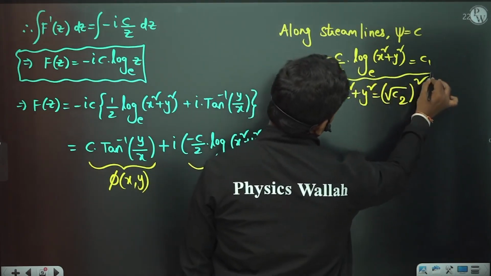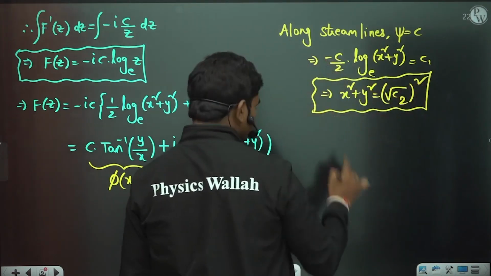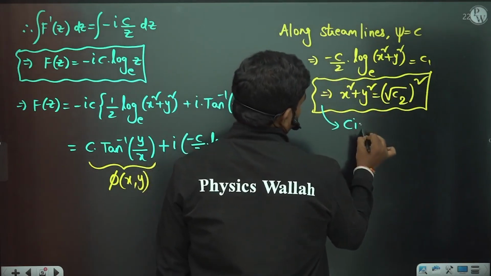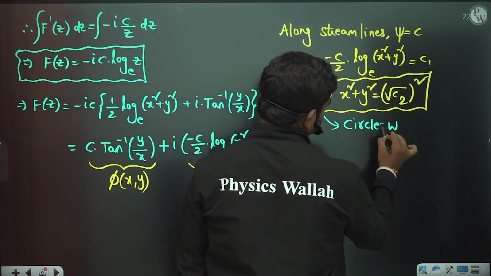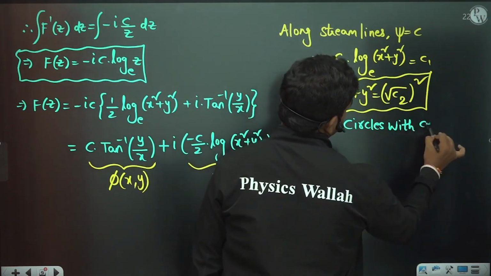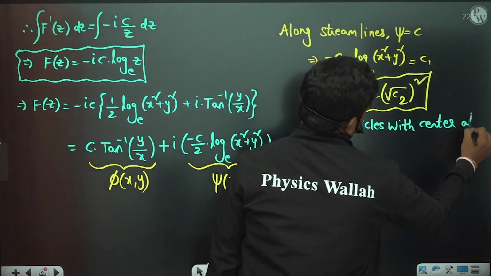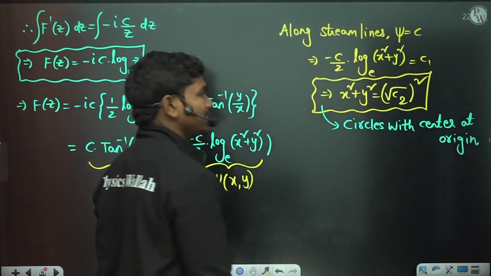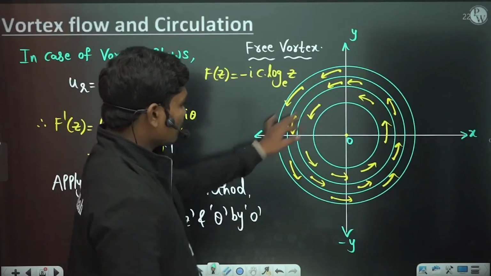Okay, so x square plus y square is equal to square root of c2 whole square. So these are circles with center at origin, correct? So these are the streamlines actually. Okay, so therefore what are the lines you have drawn?